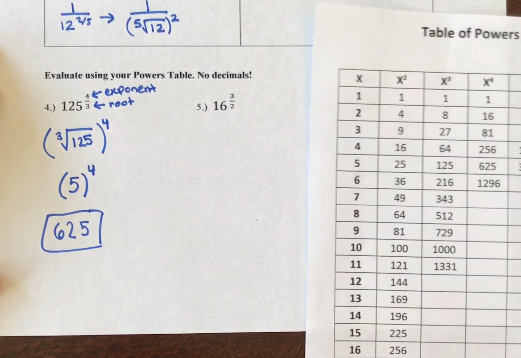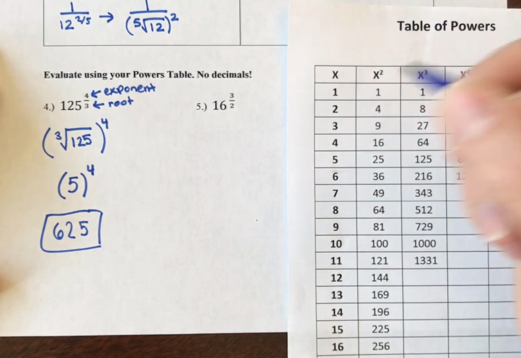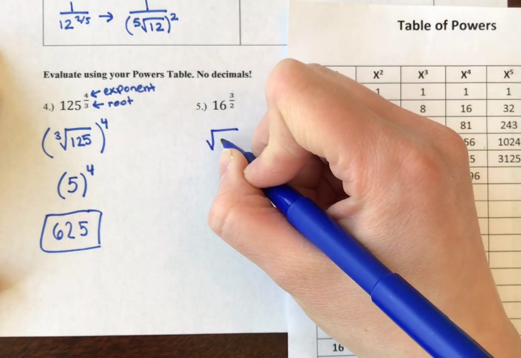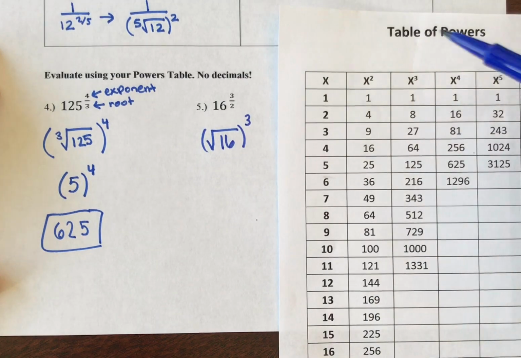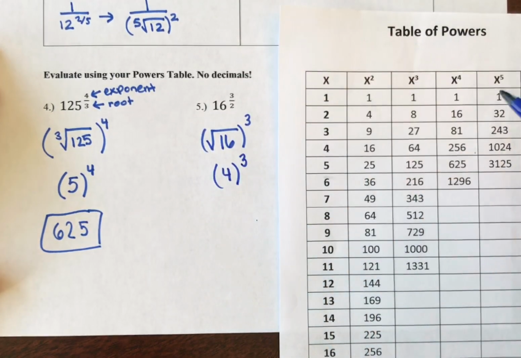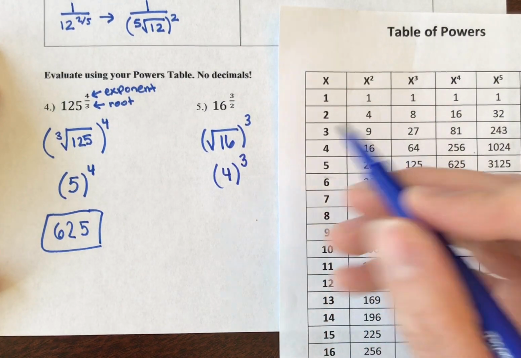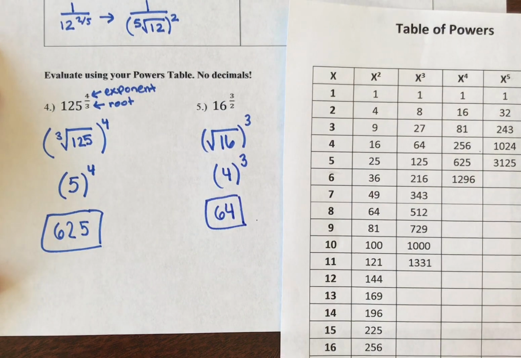So 625 is my final answer. All right. If I wanted to take 16 to the 3/2 power, all right, again, the denominator is the root, so this is the square root of 16 raised to the 3rd power. Well, the square root of 16 is 4. 4 to the 3rd power is 64. So my final answer here is 64.